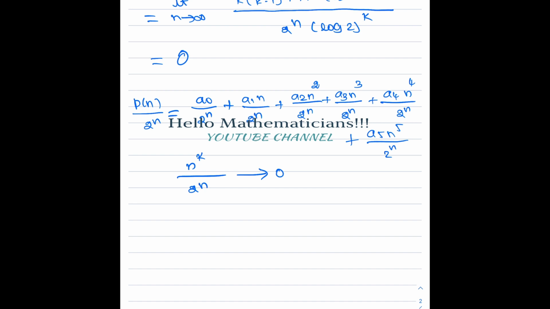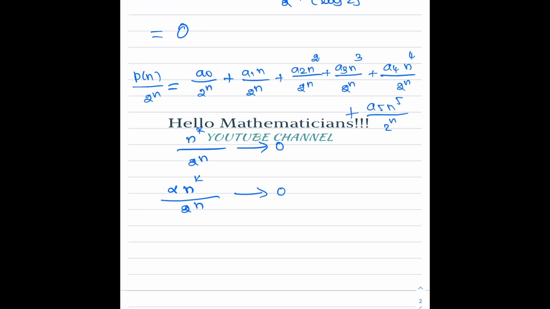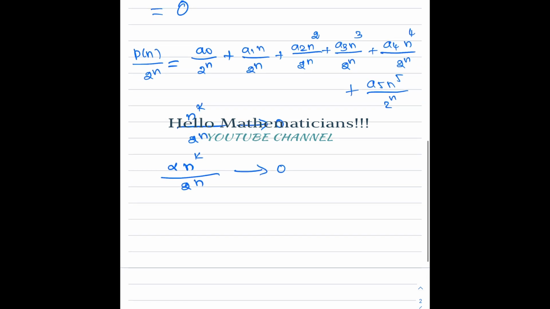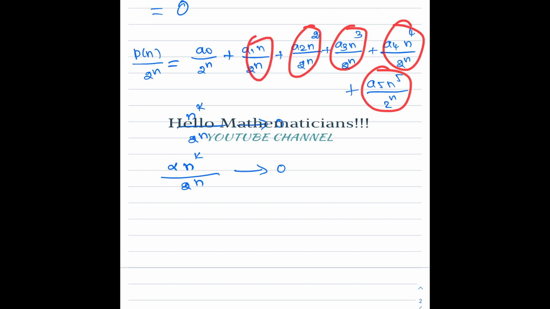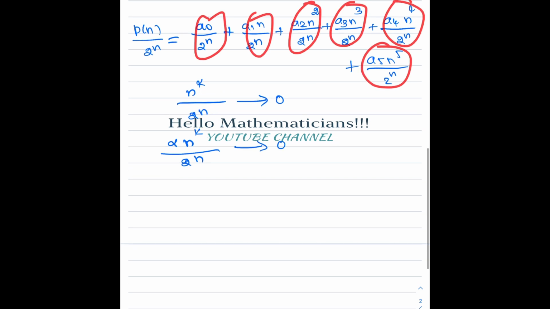If this converges to 0, you put any scalar alpha before it, any non-zero scalar, that will also go to 0. Okay, there is no problem. We can take any scalar, alpha can be 0 also, doesn't matter. So since this converges to 0, we see that each of these terms individually goes to 0. Okay, then we can use arithmetic of limits.